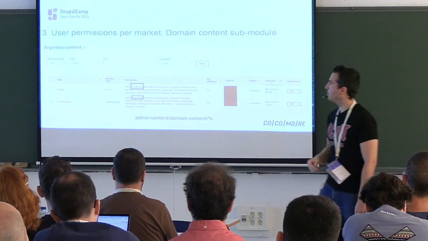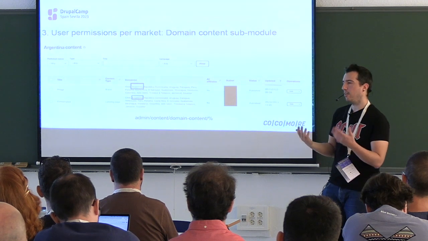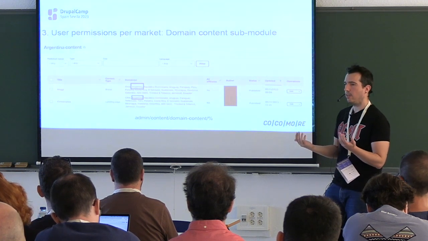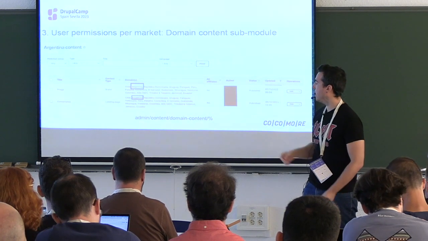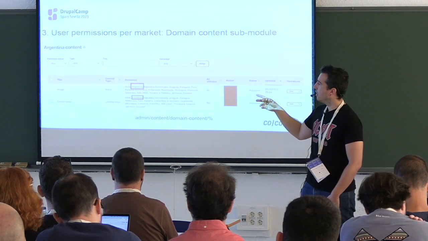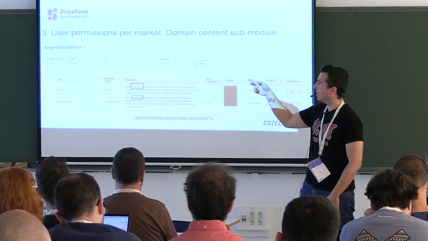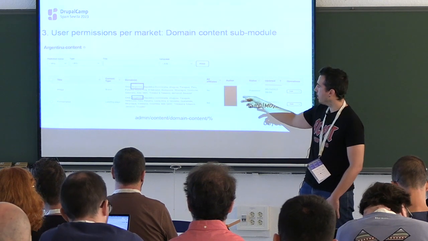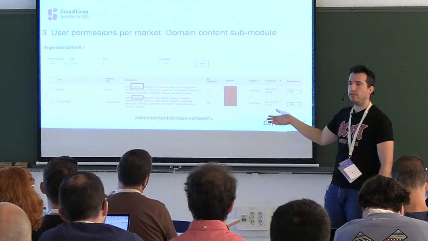Same with the content. How can I know where my content is in terms of markets and submarkets? You also have an additional view where you see, in this case, only the content that is assigned to Argentina. But in addition to that, you see that it can be assigned to other markets. So they are sharing content, right?